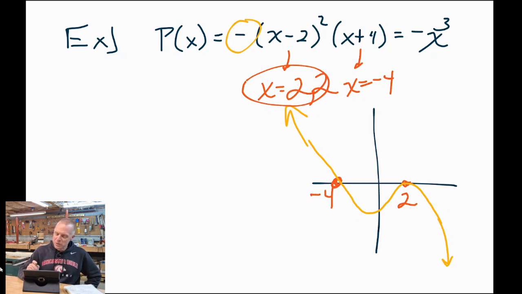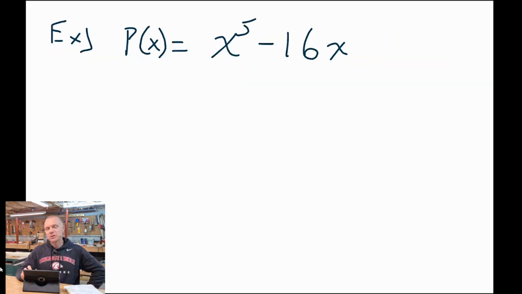So what did you remember there? What is it that maybe you need to hear again? Let's try it on another problem. All right, so how are we going to graph this polynomial?